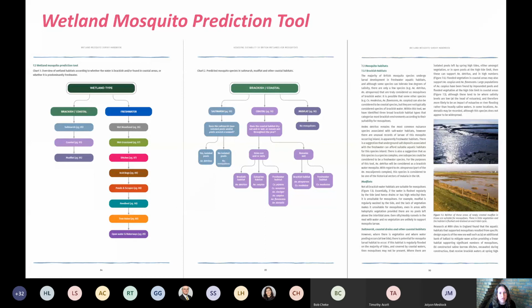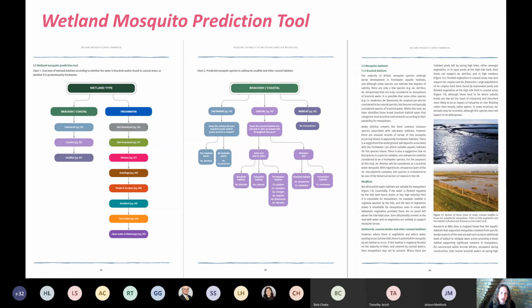So to make that a little bit more accessible, we've turned it into a simple set of flowcharts. So we've got 3 different brackish or coastal habitats and 8 that are linked to freshwater. So you can look through, see which habitat you're particularly interested in. For instance, if you were looking at brackish or coastal habitats and you were looking at salt marsh, you would be able to follow the salt marsh route and see whether or not there are particular mosquitoes associated with that habitat.